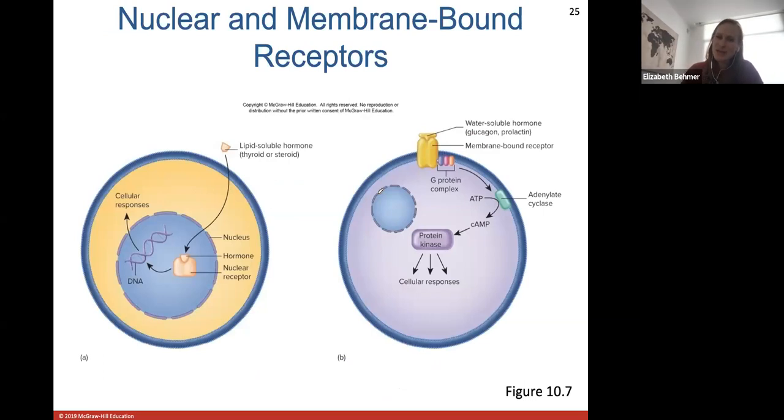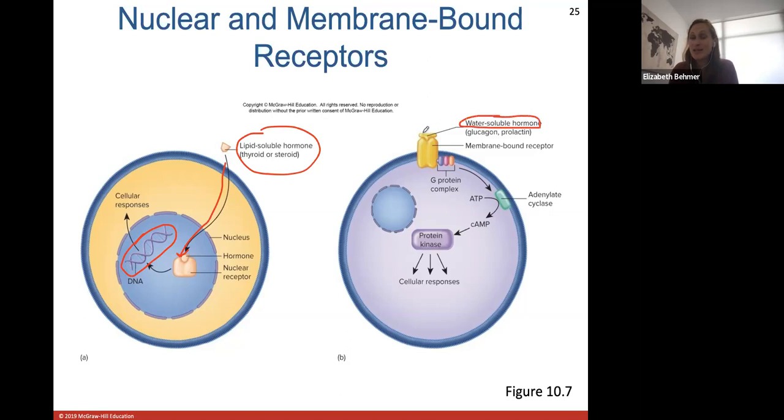This shows how lipid-soluble hormones are able to pass through the cell membrane and eventually into the nucleus to bind to receptors within the nucleus. And it will initiate a response from the cell by usually initiating some sort of transcription or creation of a protein of that cell. A water-soluble hormone cannot get into the cell, so it will bind to a membrane-bound receptor. And it initiates a sort of complex reaction called a G protein complex, cyclic AMP, to make a cellular response that way.